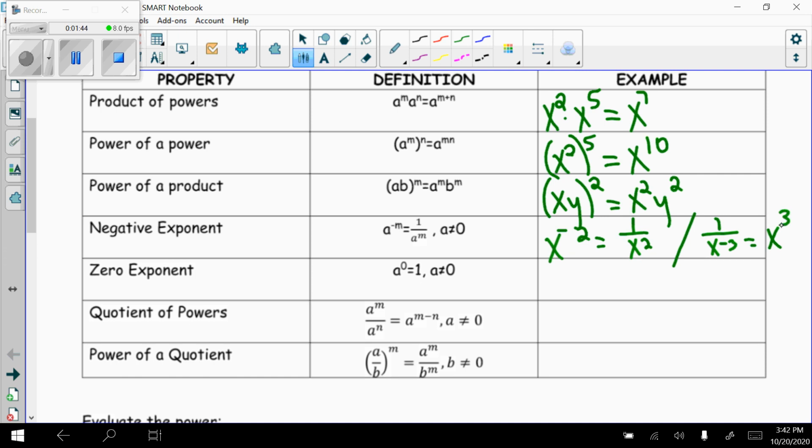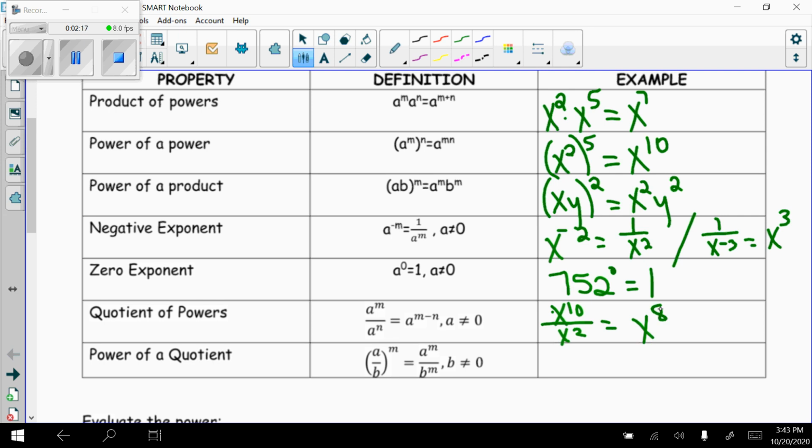Zero exponents. Anything to the 0 power is equal to 1 as long as A does not equal 0. So I could have 752 to the 0 power, it equals 1. Quotient of powers, A to the M divided by A to the N. I subtract my exponents as long as A is not equal to 0. So again, if I have the same base, so let's say I have x to the 10th divided by x squared, I subtract my exponents, 10 minus 2 gives me x to the 8th.